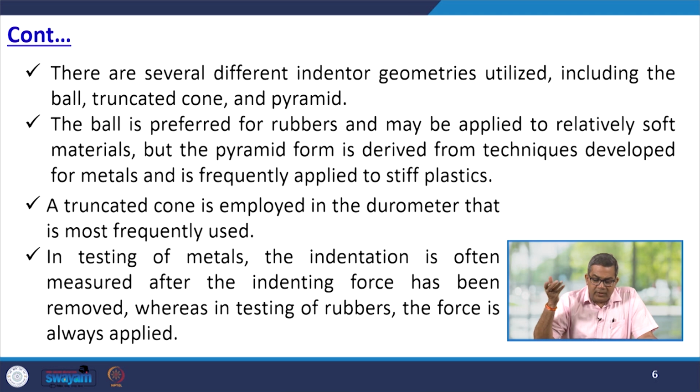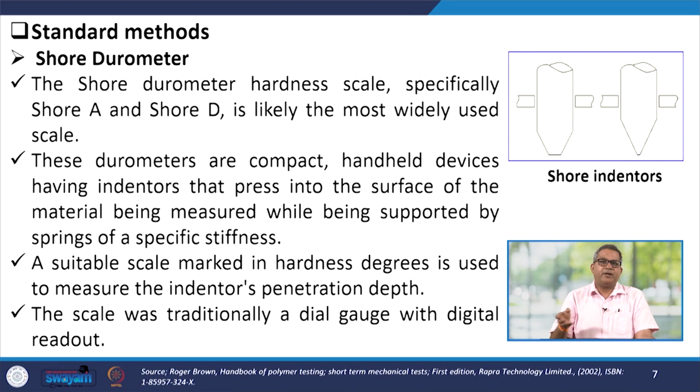There are several different indenter geometries utilized, including ball, truncated cone and pyramid. The ball is preferred for rubber and may be applied to relatively soft materials, but the pyramid form is derived from the technique developed for metals and frequently applied to stiff plastics. A truncated cone is employed in the durometer, which is more frequently used. In testing of metals, the indentation is often measured after the indenting force has been removed, whereas in the testing of rubber, the force is always applied.